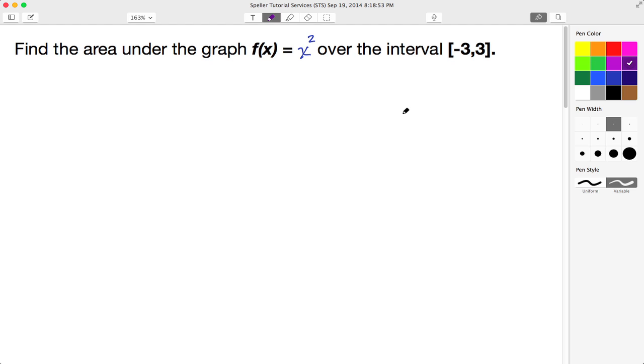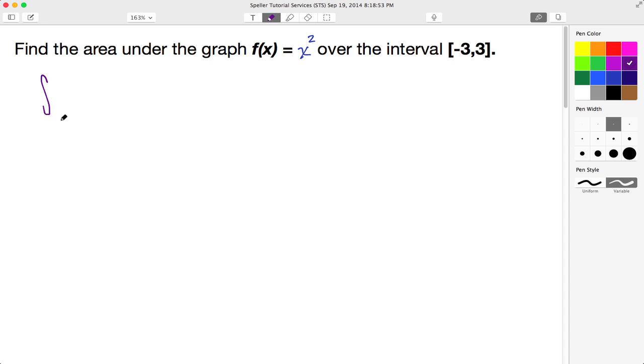Welcome back to STS. In today's video, we need to find the area under the graph f of x equals x squared over the interval -3 to 3. We see this interval is inclusive because of the square brackets, and this here is an integration problem. Actually, it's a definite integral problem.